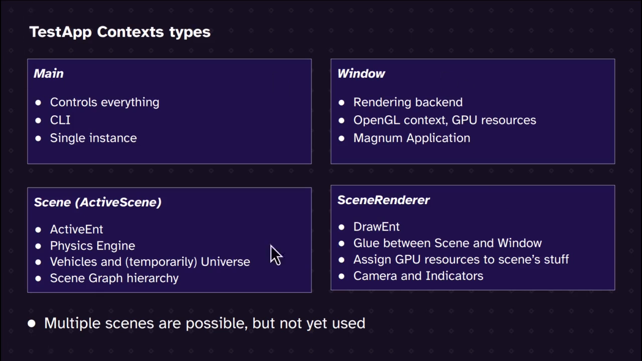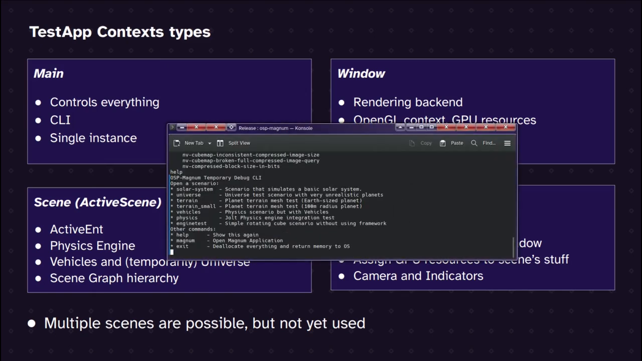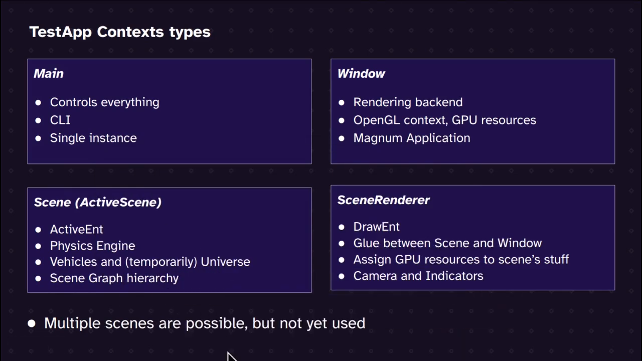And there are four types of contexts right now. The first is what's called the main context, which runs the commands that I can type in here, and it manages the other contexts. Then there's the window, which runs the OpenGL context and Magnum application. The scene, well, that's the vehicles. It has a scene graph hierarchy in there as well. I'll get to that later.